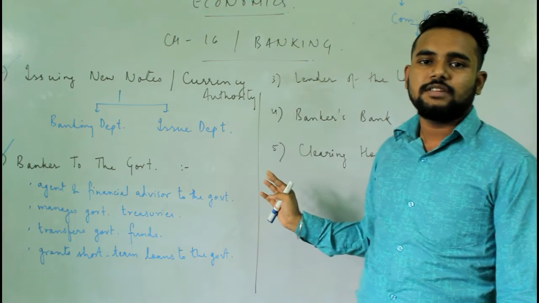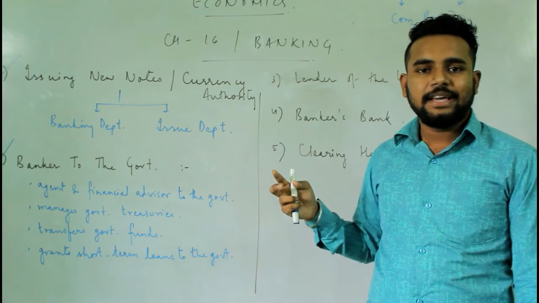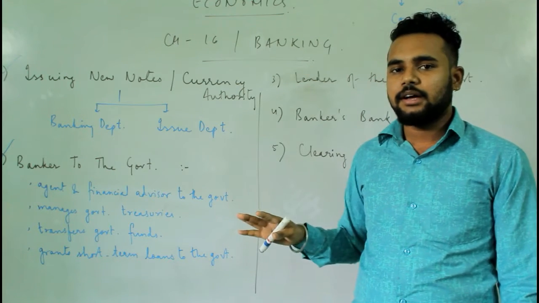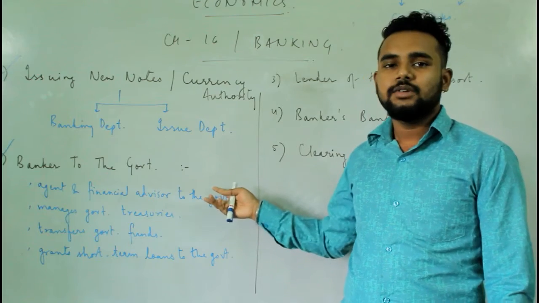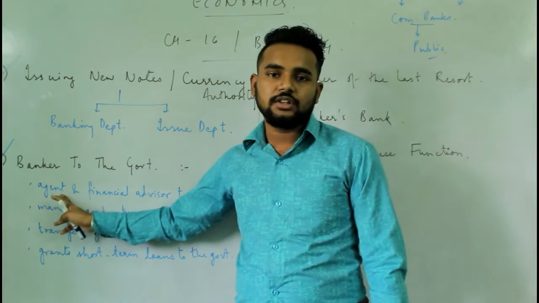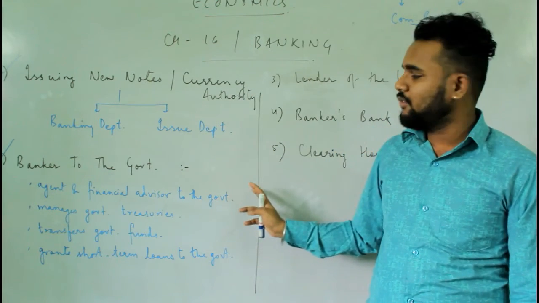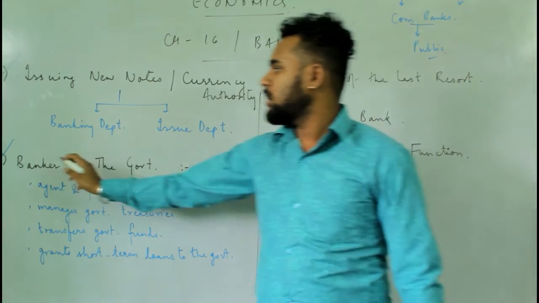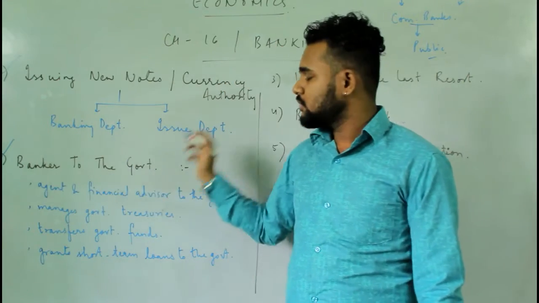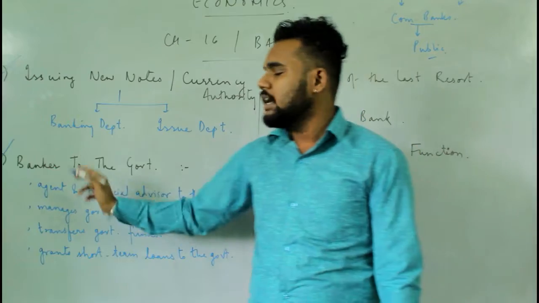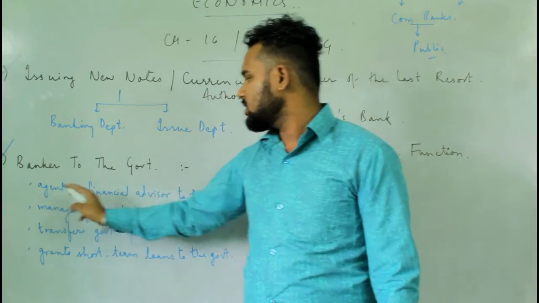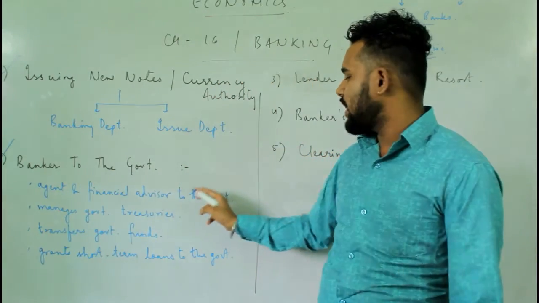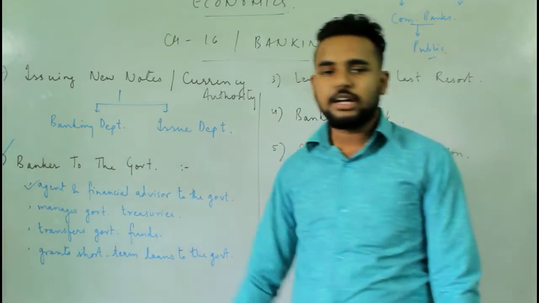So advice is always given to the government by whom? By SBI? No, a commercial bank. Then who? The RBI. So the RBI is also the agent for the government. Clear the first point? Okay. So the RBI is the banker to the government. The first point is the RBI acts as an agent, financial and economic advisor to the government. First point done.